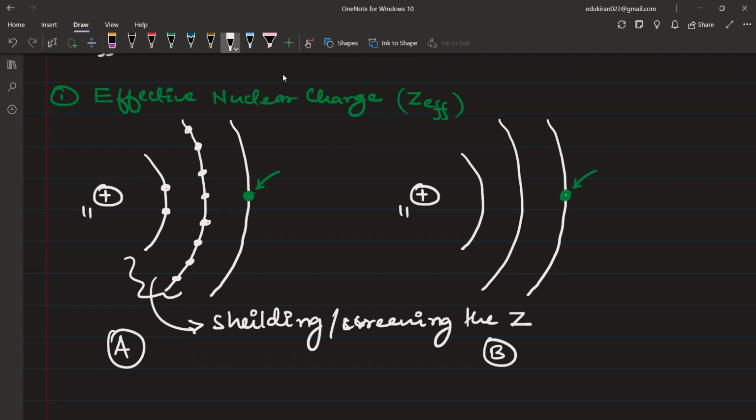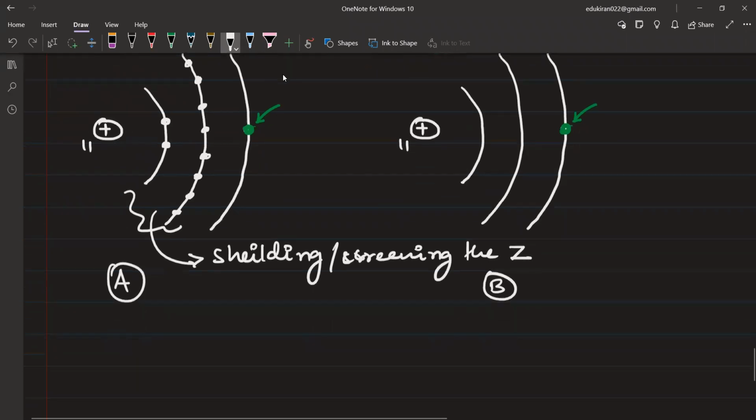Z is the nuclear charge, the number of protons that we have. All of you understood this point? Yes or no? Please tell me that these electrons will be limiting the effect of the nucleus here. They will be limiting the effect of protons' attractive forces. These are shielding or screening the Z, right? So what about others?